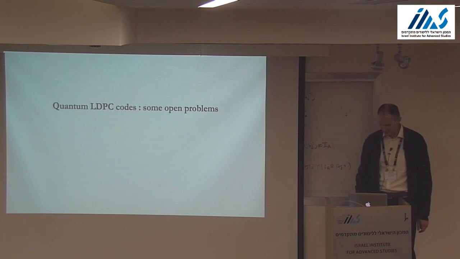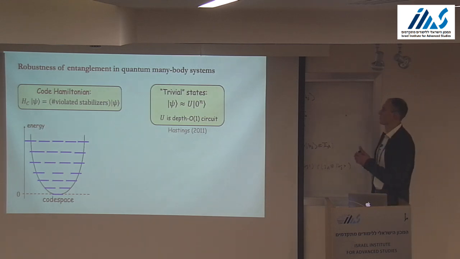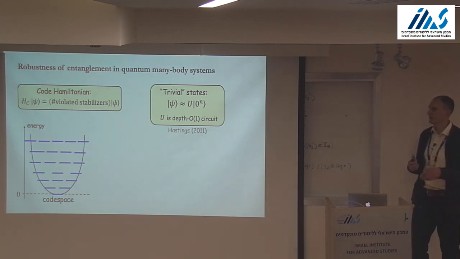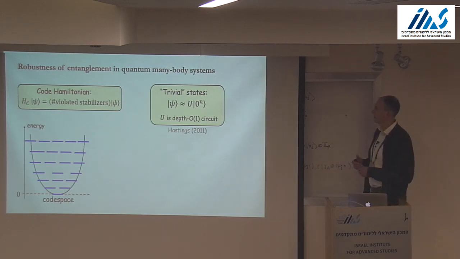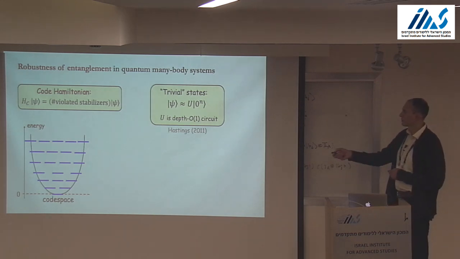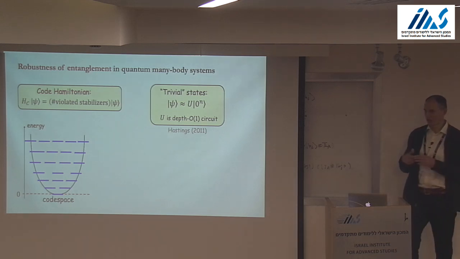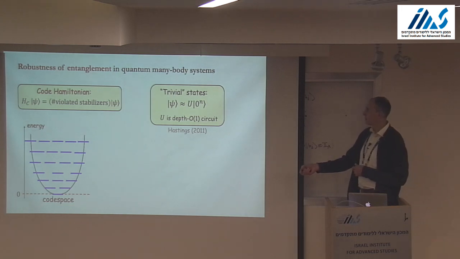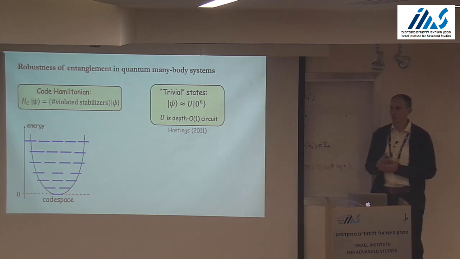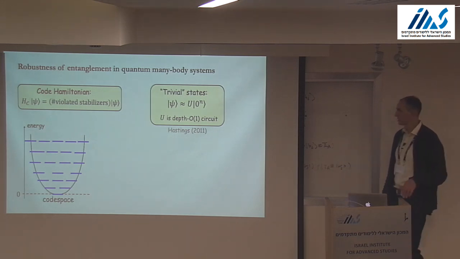Yes. So just a few open problems, and one problem concerns robustness of entanglement in quantum many-body systems. And basically here the motivation comes from physics, and so we can convert any quantum LDPC code to a Hamiltonian, which is basically the sum of all stabilizer operators. So the code space would be the ground state of the code Hamiltonian, and corrupted code words with some errors would be excited eigenstates.